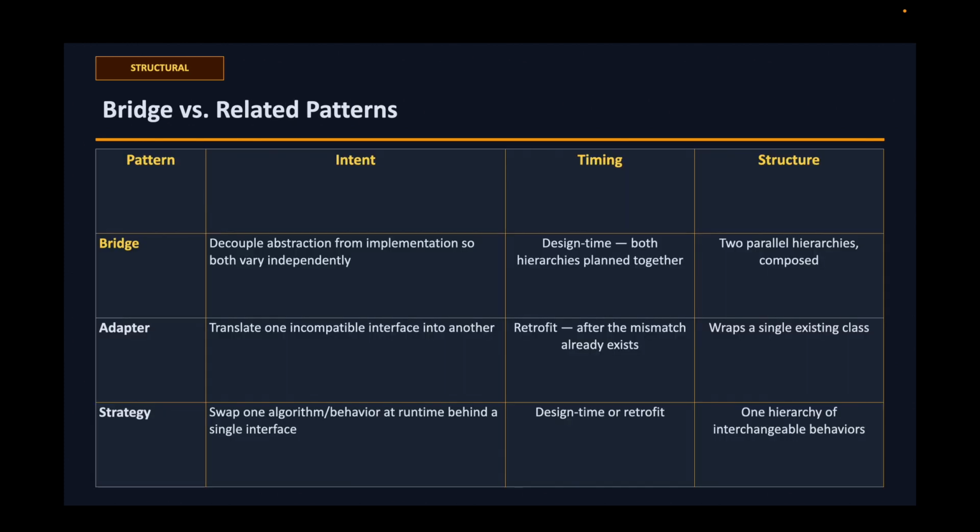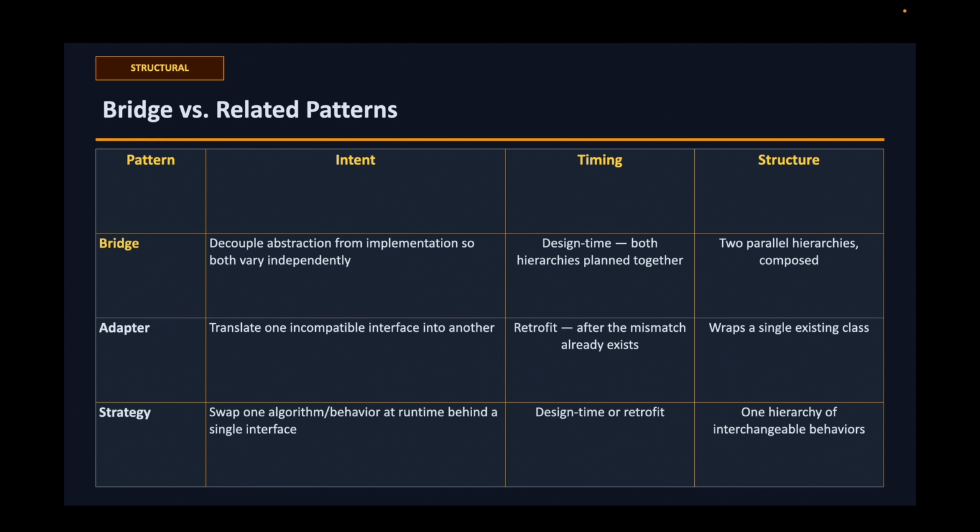Here are some related patterns that we have with the bridge pattern. There are two specific patterns that get confused a lot. We have the adapter pattern. It looks similar structurally. Both use composition instead of inheritance, but the intent is rather different. The adapter is a retrofit. You discover an incompatibility after the fact, and you wrap an existing class to translate its interface. The bridge is designed in from the start. You deliberately split one hierarchy into two before either side has grown large, specifically so both can vary independently going forward.